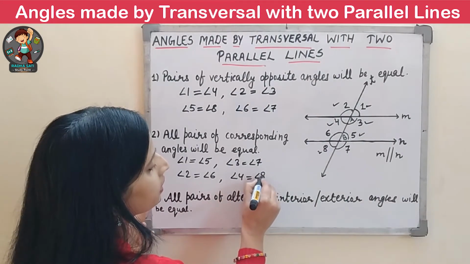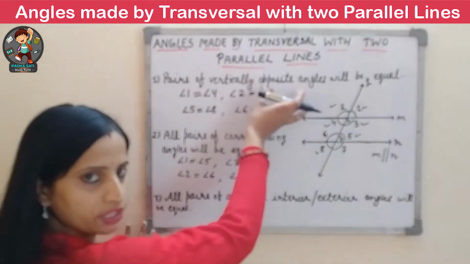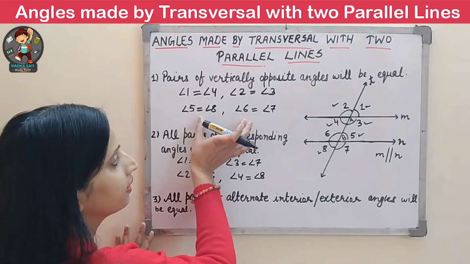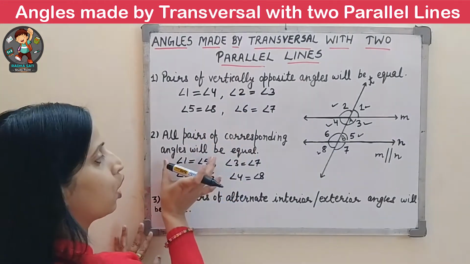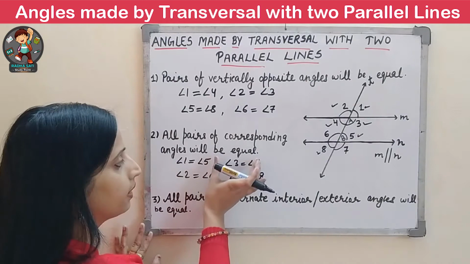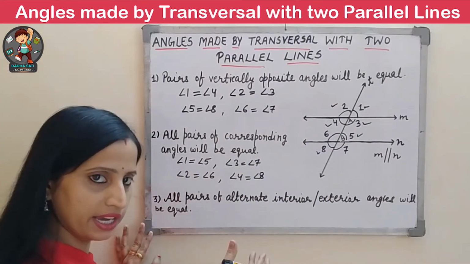So when a transversal intersects two parallel lines, then four pairs of vertically opposite angles are formed and they will be equal. Similarly, four pairs of corresponding angles will be formed and also the pairs of corresponding angles will be equal.